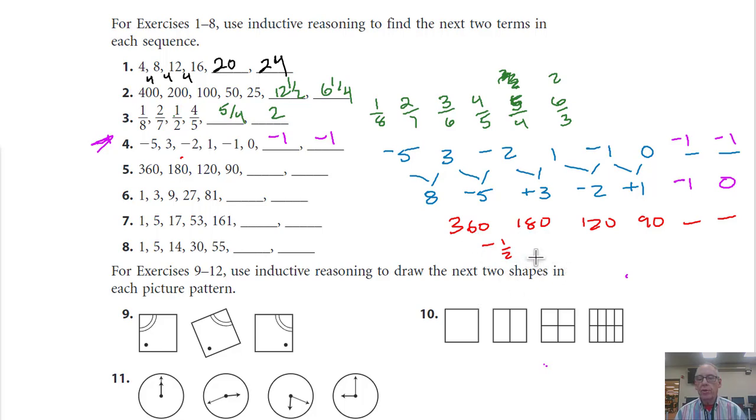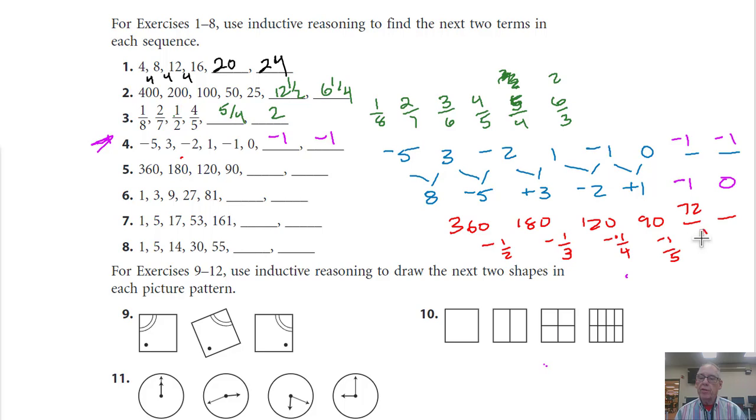Then I'm going to take off a third of 180, which takes 60 off, so I get to 120. Then I take a fourth off of 120, which is 30, and I get to 90. Then I'm going to take a fifth off of 90, which is going to be 18. That's going to give me a 72.